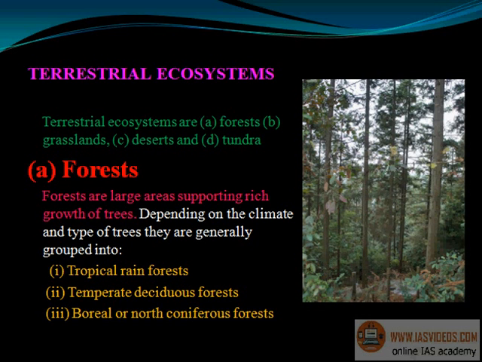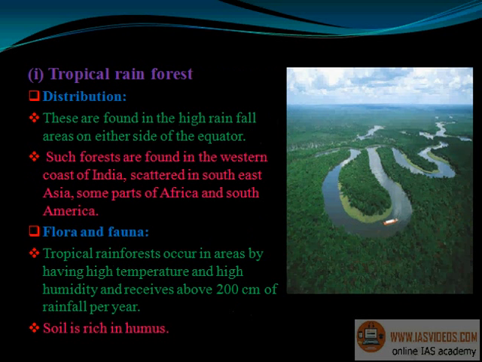D. Tundra. A. Forests. Forests are large areas supporting rich growth of trees. Depending on the climate and type of trees, they are generally grouped into 1. Tropical rainforests. 2. Temperate deciduous forests. 3. Boreal or North coniferous forests.